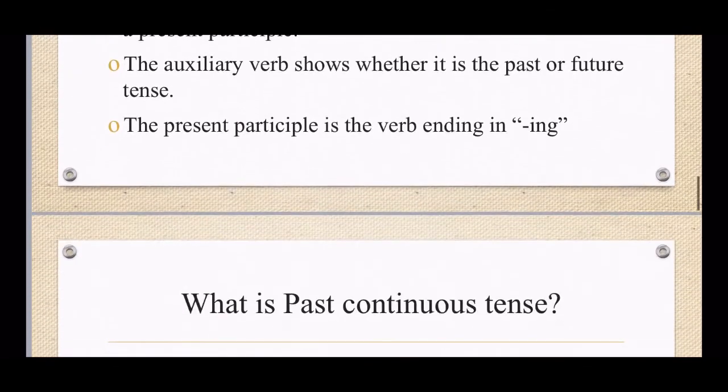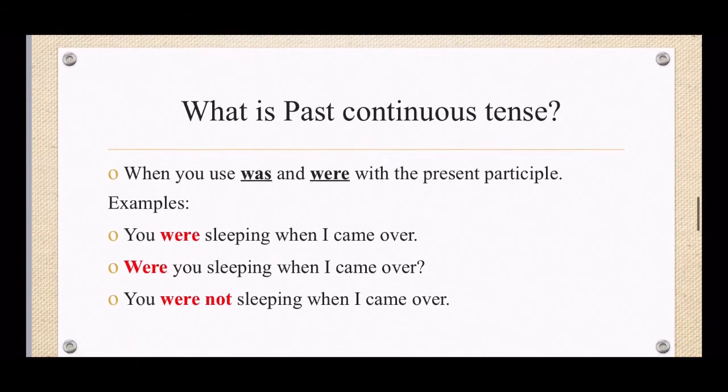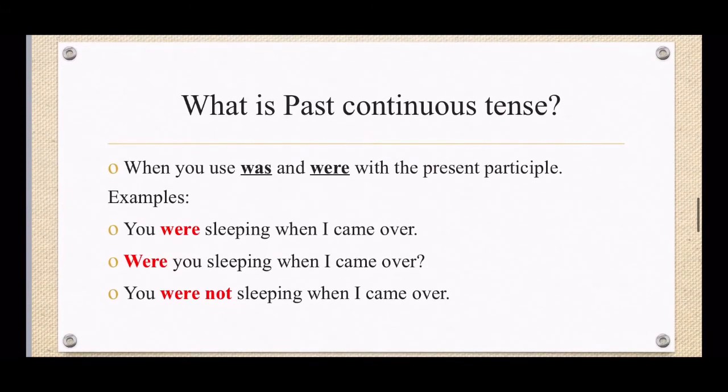Whenever there's a verb ending in ing, that is our present participle. So let's continue and learn more about tense. The next heading says, what is past continuous tense? It is when you use was or were with the present participle. Some examples: You were sleeping when I came over. Were you sleeping when I came over? You were not sleeping when I came over.